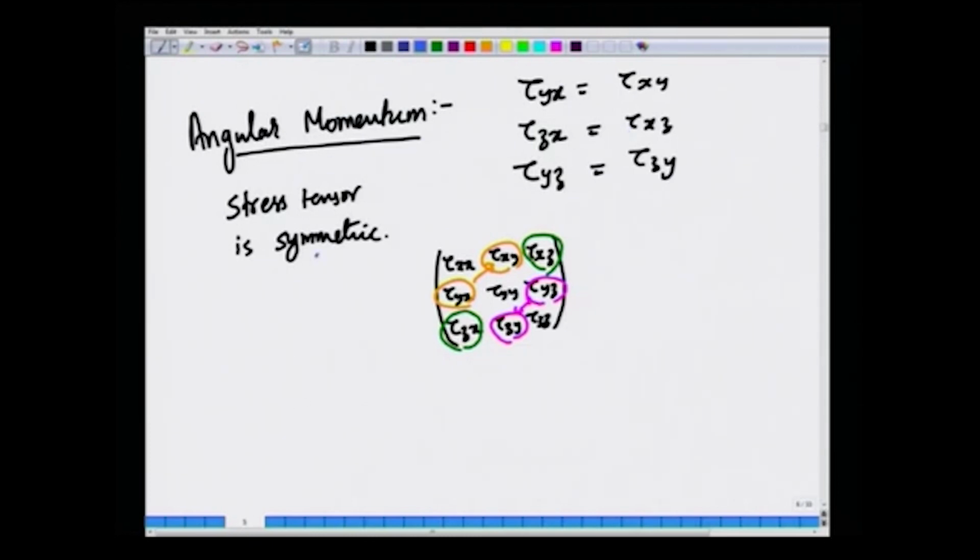Therefore, a symmetric matrix has only 6 independent components, as opposed to the 9 independent components for a second order tensor. But nonetheless, we are still left with more unknowns than the number of equations that we have to solve them. So, we have to specify what is called the constitutive relation.